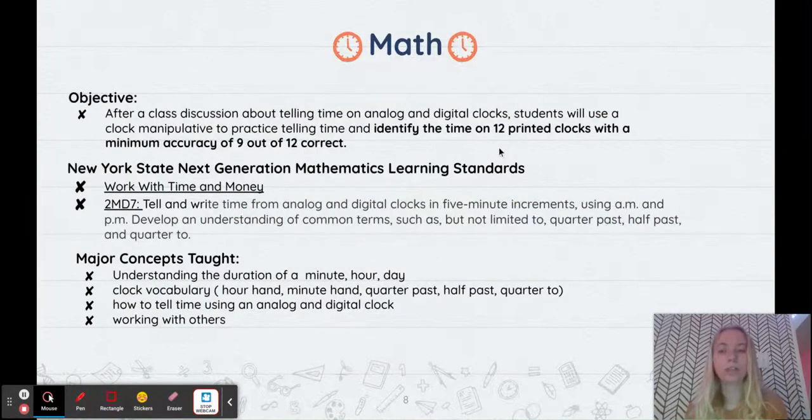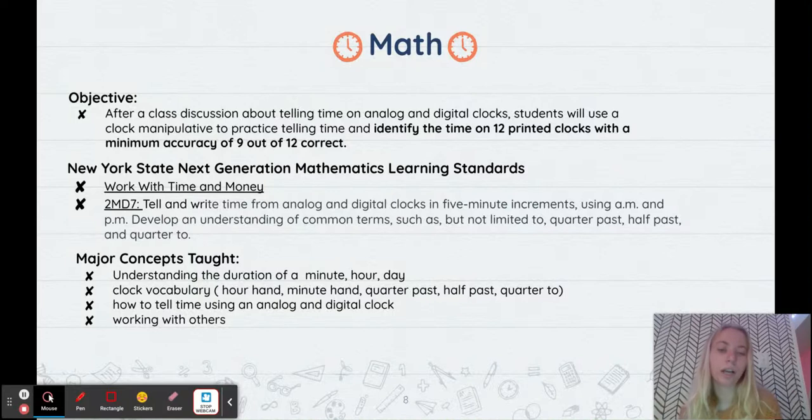The math lesson for this unit, the objective: after a class discussion about telling time on analog and digital clocks, students will use a clock manipulative to practice telling time and identify the time on 12 printed clocks with the minimum accuracy of 9 out of 12 correct.